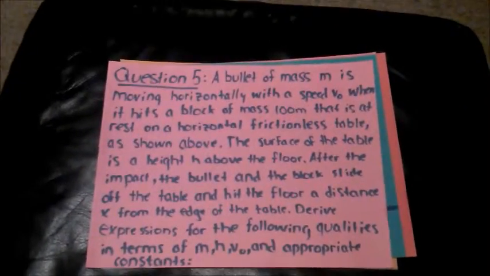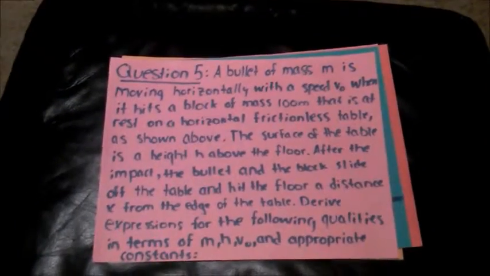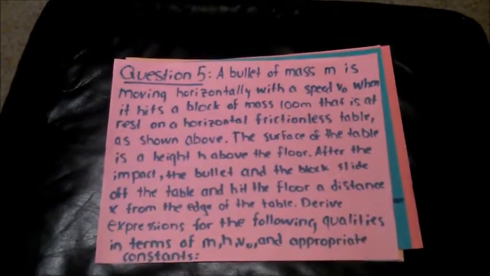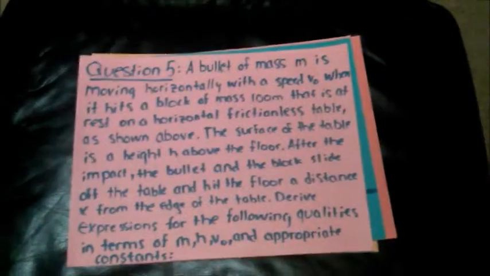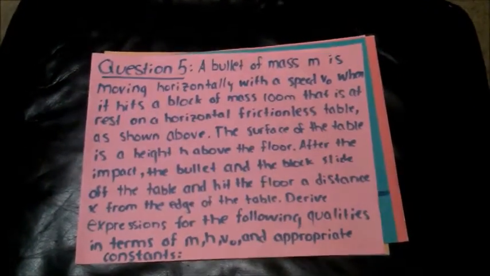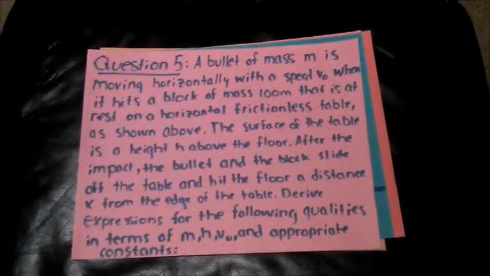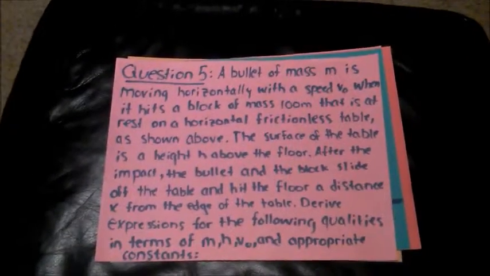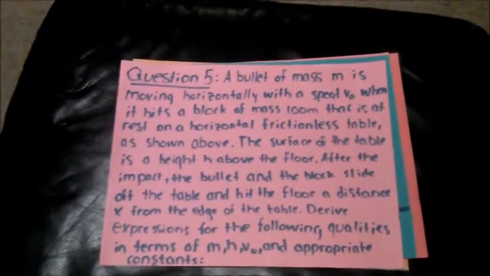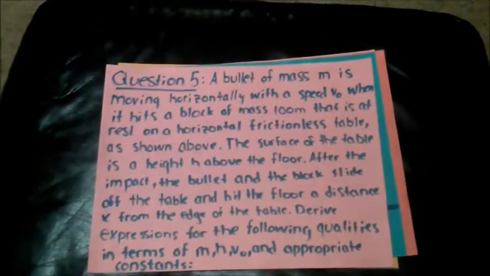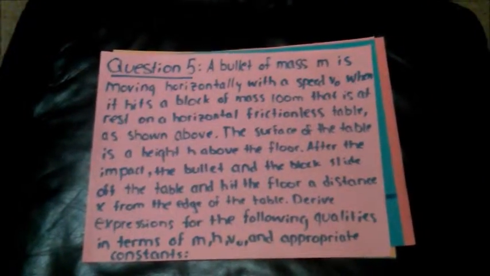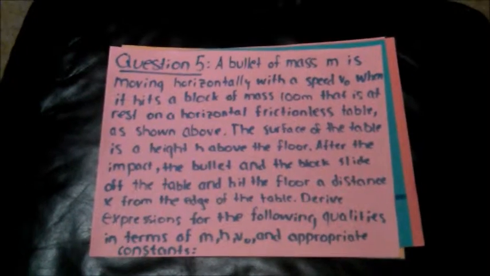And the question: a bullet of mass m is moving horizontally with a speed of initial velocity when it hits a block of mass 100 m that is at rest on a horizontal frictionless table, as shown in the next slide. The surface of the table is a height h above the floor. After the impact, the bullet and the block slide off the table and hit the floor a distance x from the edge of the table. Derive expressions for the following quantities in terms of m, h, initial velocity, and the appropriate constants.